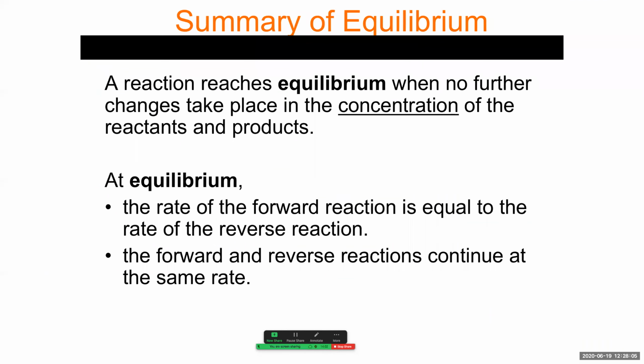So in summary, when a reaction reaches equilibrium, no further change in concentration takes place. So the concentration of the reactants and the product stays constant. And why that occurs is because the rate of the forward reaction is equal to the rate of the reverse reaction.